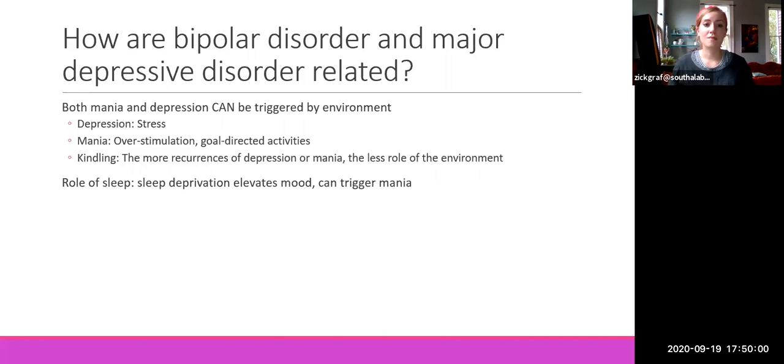Related to the environment, sleep plays a role in both depression and mania, and specifically sleep deprivation elevates mood. So when someone is depressed, if they skip a night of sleep, they will usually be euthymic the next day. It's not lasting though, because as soon as they go back to sleep, they'll go back to being depressed. But for someone who is bipolar, that sleep deprivation, so like going for a night without sleep, can actually trigger a manic episode because it has that same mood elevating effect, but instead of going from depressed to euthymic, they're going from euthymic to hypomanic or manic.